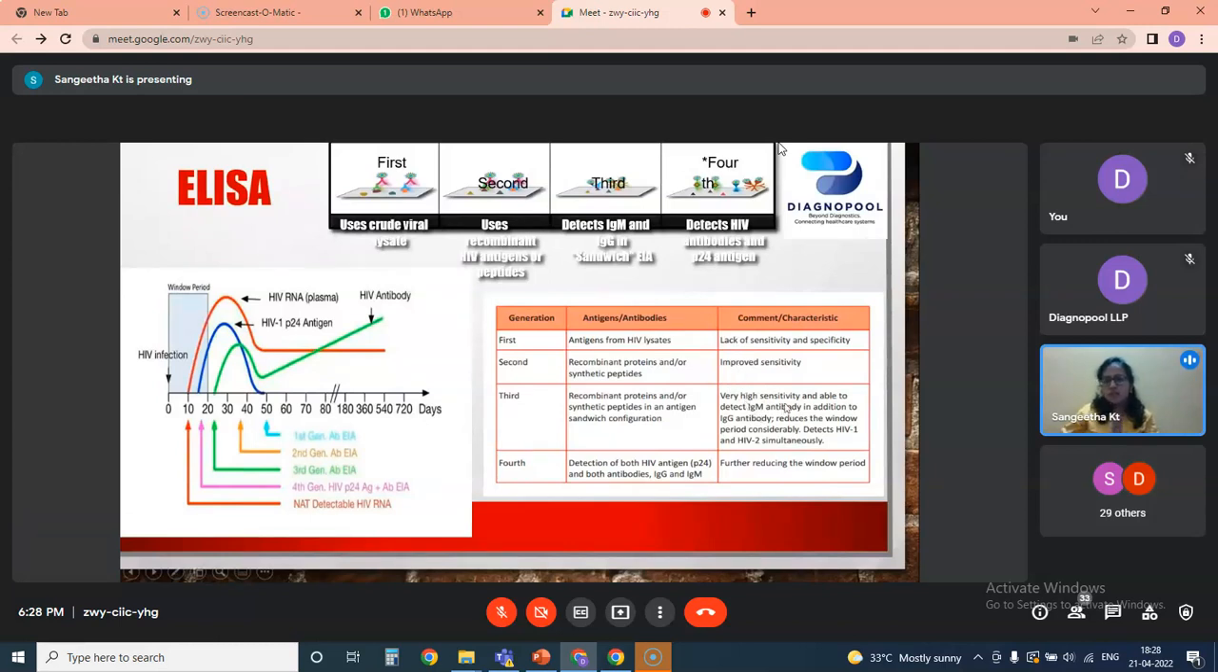In the third generation, you can see very high sensitivity, and it was even able to detect IgM in addition to IgG. Now, in almost all labs, we use the fourth generation ELISAs, which can detect both the HIV antigen, that is the P24 antigen, and the antibodies, IgM and IgG, thereby reducing the window period. You can see here how the window period is reduced. The first generation was detecting at around 50 days of exposure to the infection, the second generation at around 40, and the third generation at 20. And now we have the fourth generation, which detects the P24 antigen, because of which we have reduced the window period and can detect as early as nearly 2 weeks of infection.